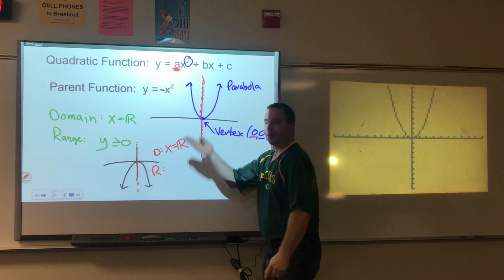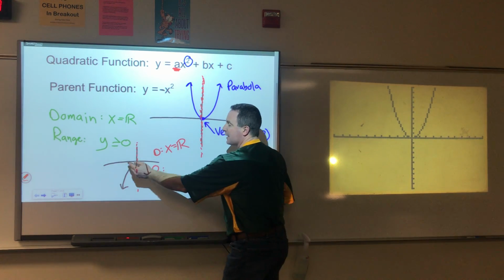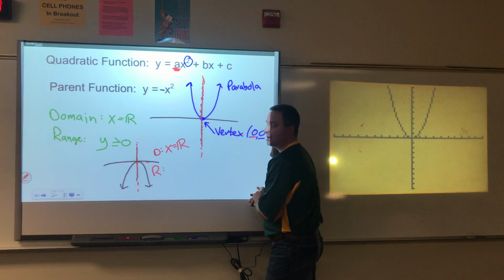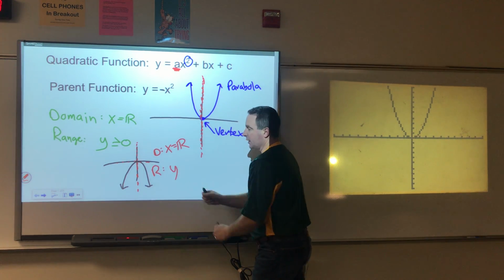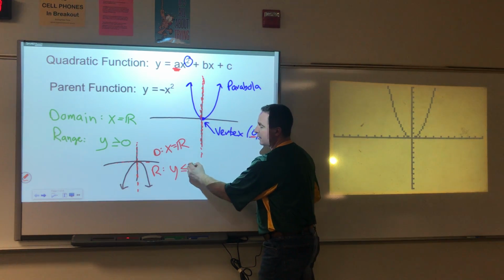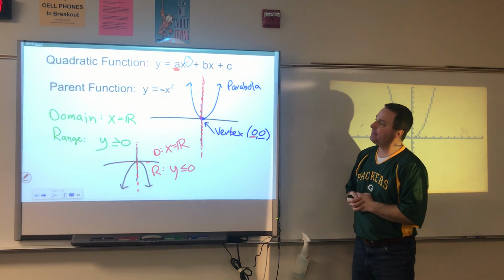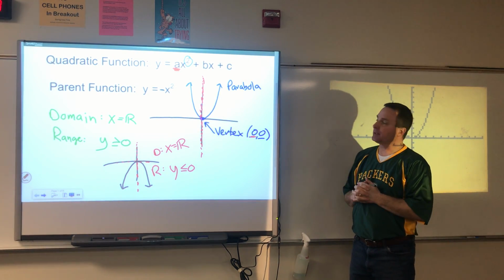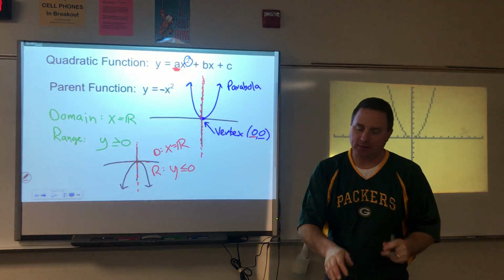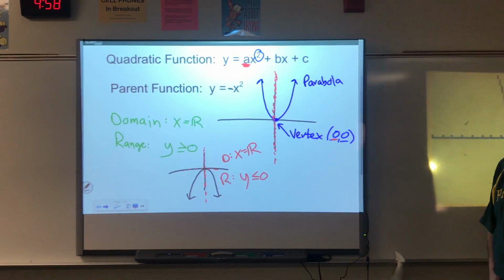Instead of it going up forever, it looks like this one goes down forever, and the highest it goes right here is 0. So all the y values are going to be from 0 and below. So the y values are less than or equal to 0 on a parabola that opens down. Okay? We'll talk more about that here in just a minute. Okay, but those are the major main parts of a quadratic function.